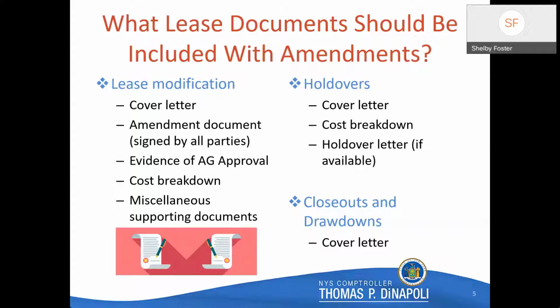For formal modifications to a lease, some additional documents are required to go with the cover letter. Additional documents needed for a formal modification would be the amendment document, signed by all parties, including evidence of AG approval, a cost breakdown if you're adding or reducing funds, and any additional documents to support the changes being made to the contract.